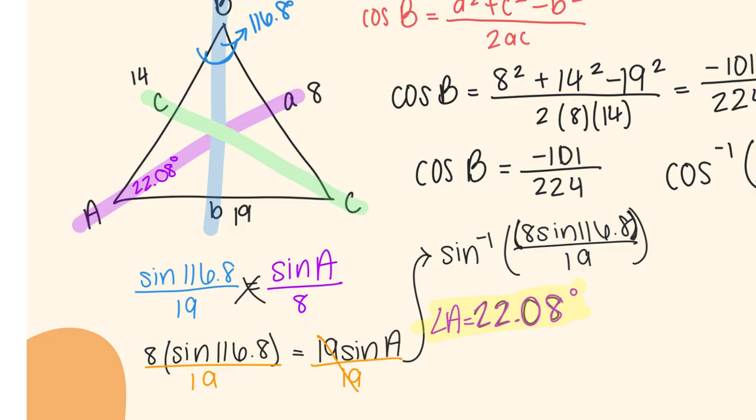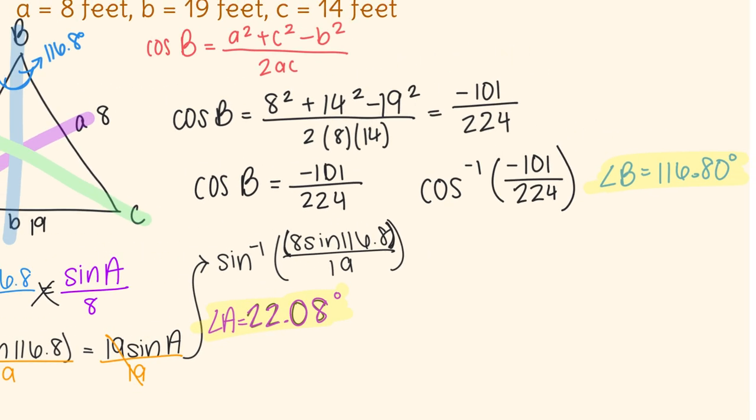And then how would I find angle C? This one should be pretty easy. Good. All I'm going to do is add all my angles and then subtract it from 180. So the last thing I'm trying to find is angle C. Angle C, I'm going to add my 116.80 plus 22.08.